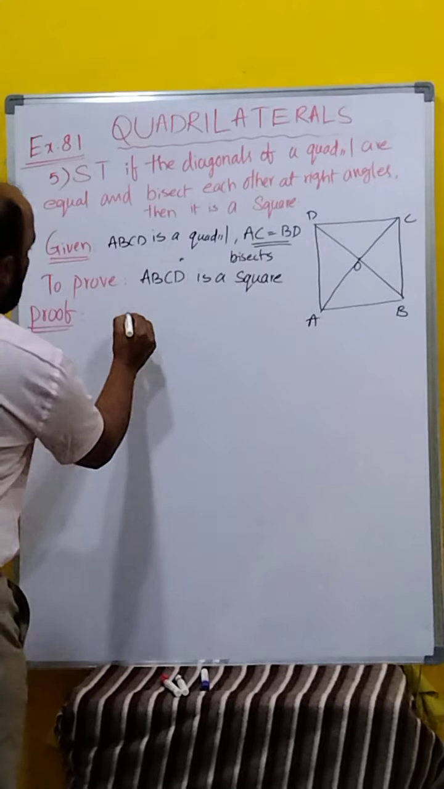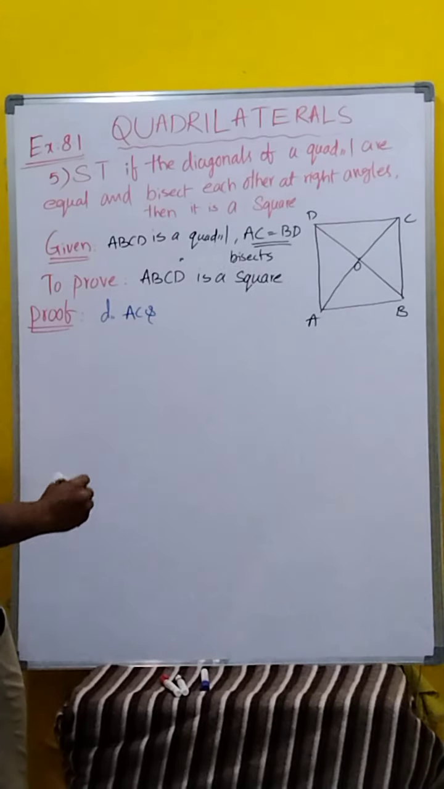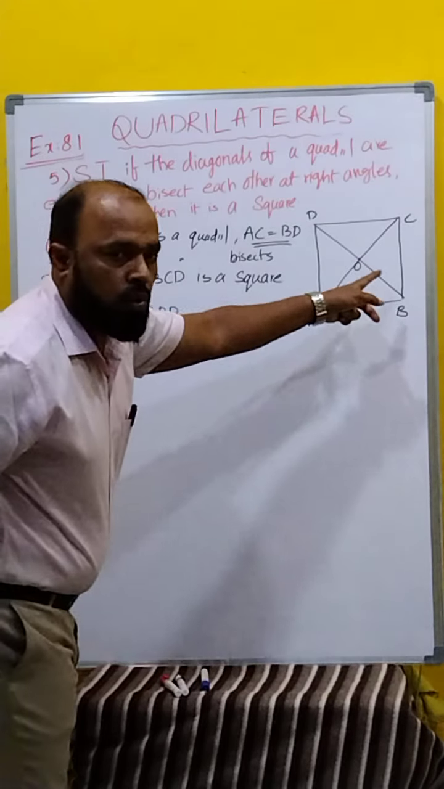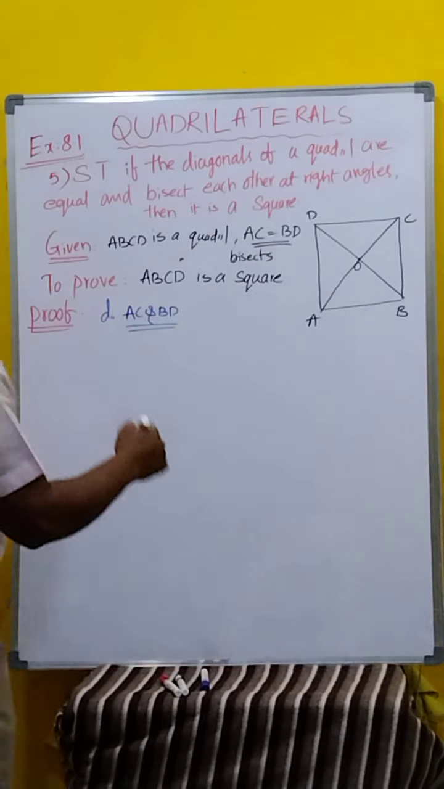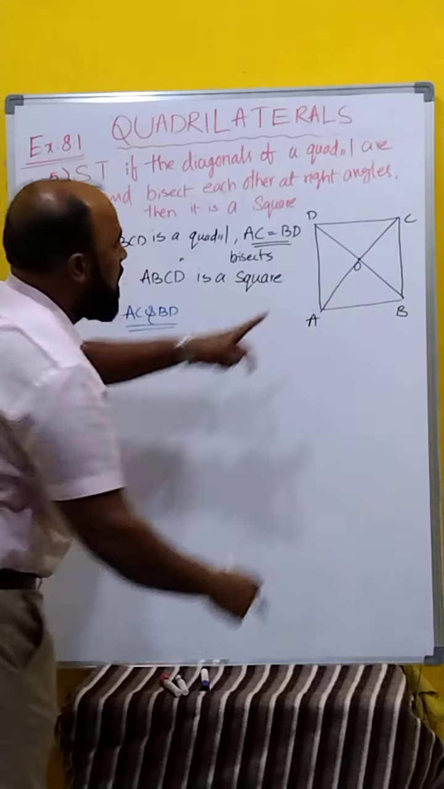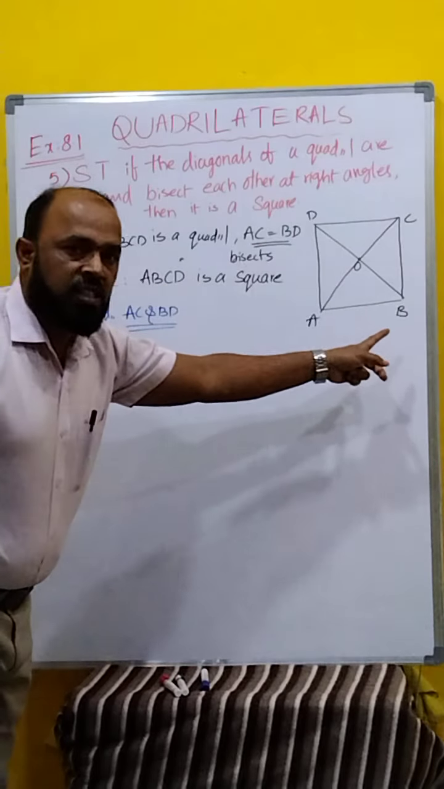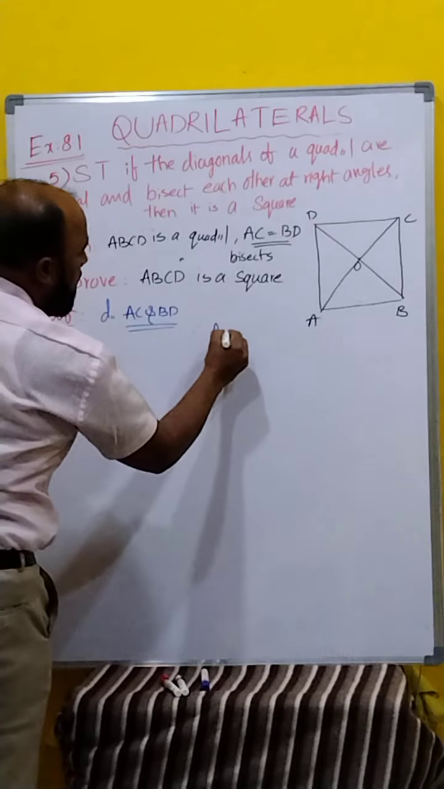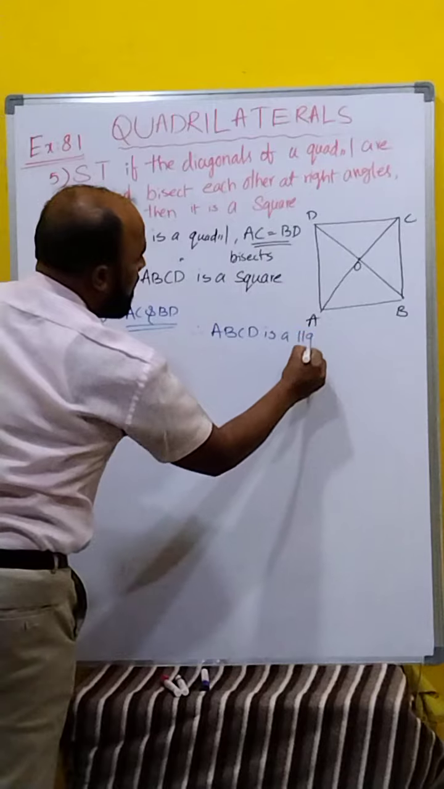What is given? Diagonals AC and BD are both bisecting at O. Yes, that means these two diagonals are bisecting at O. Bisecting means dividing into two equal parts, like OA is equal to OC, OB is equal to OD. Then in a quadrilateral, these diagonals are bisecting. It is a what? Just directly I am writing ABCD is a parallelogram. Understanding?